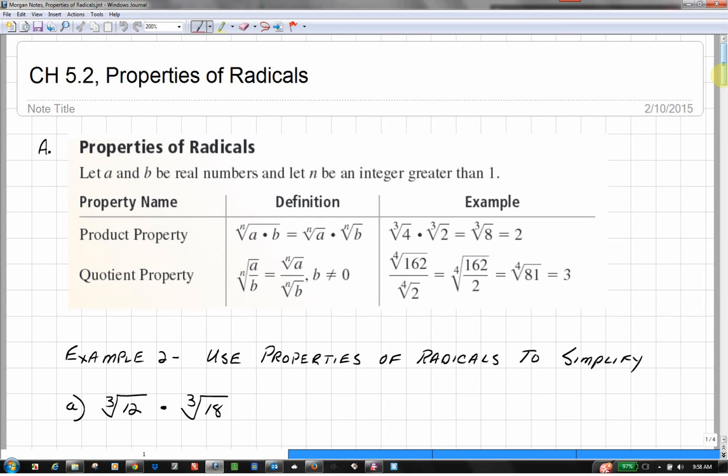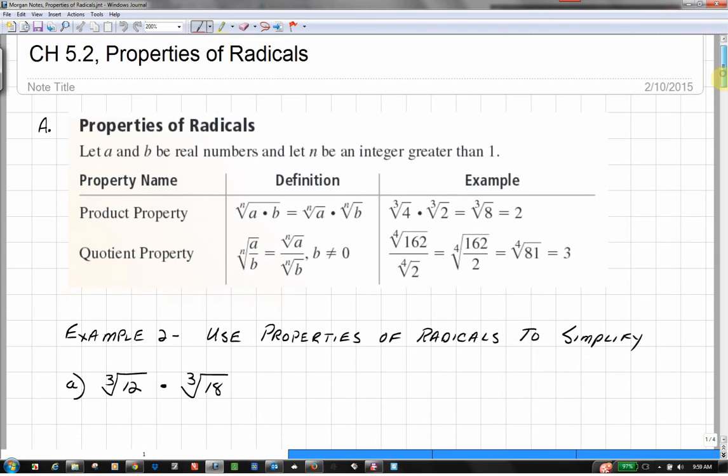So here's an example. If I had the cube root of 4 times the cube root of 2, I can combine those together and give me the cube root of 8, which is 2. Or here's a situation where I have the 4th root of 162 and the 4th root of 2. If I wanted to, I could combine those into one big fraction, then divide the denominator into the numerator. That looks like an easier way to simplify it, and in this case it would be.